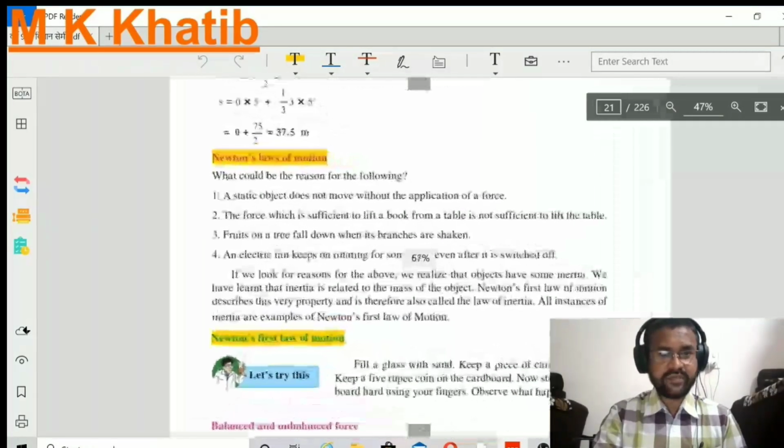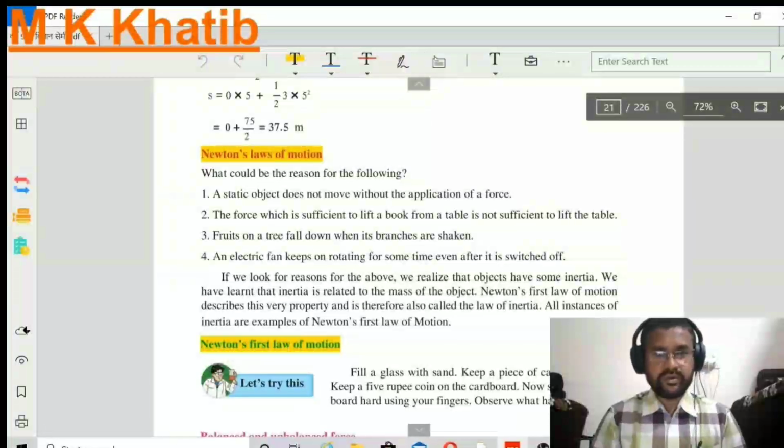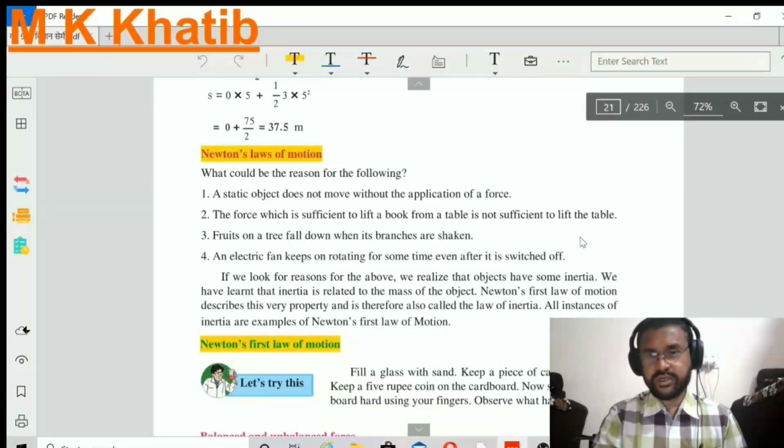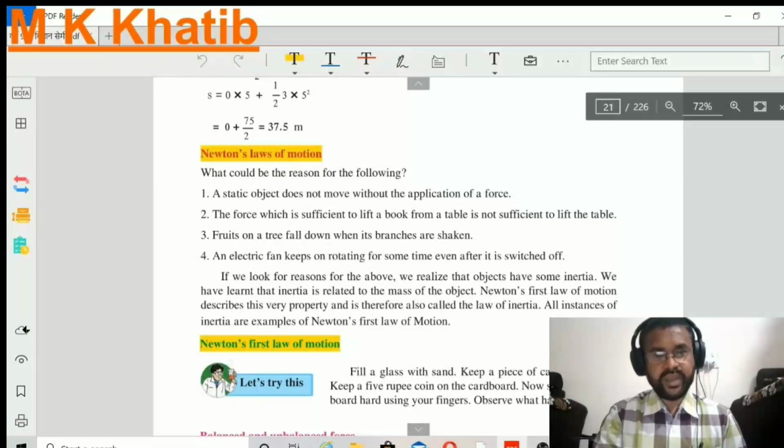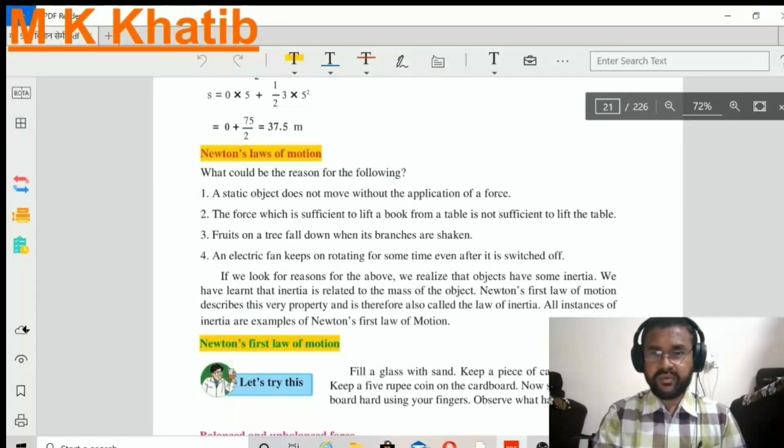The second example is that the force which is sufficient to lift a book from the table is not sufficient to lift the table. The third example, the fruit on the tree falls down when its branches are shaken. And the fourth example is that an electric fan keeps on rotating for some time even after it is switched off.